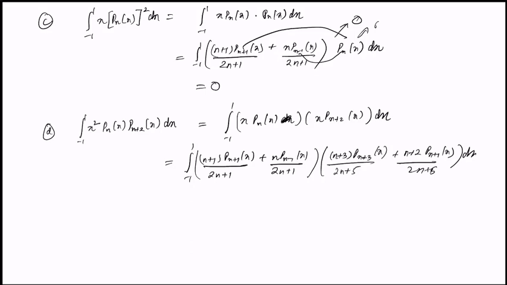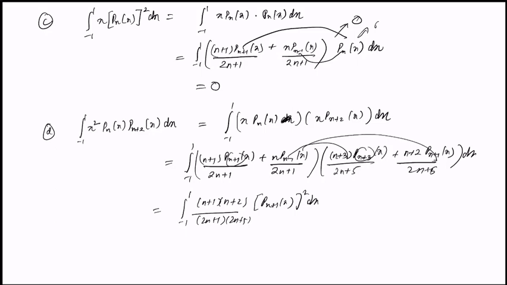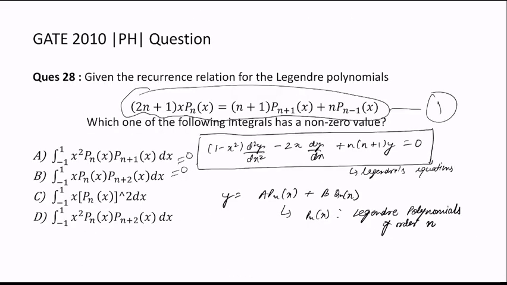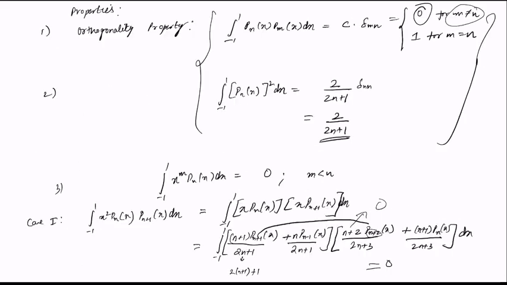Now you find that Pn plus 1 times Pn plus 3 will be 0. Okay, so you get one term, the integral from minus 1 to 1 of n plus 1 times n plus 2 upon 2n plus 1 times 2n plus 5 times Pn plus 1(x) whole square dx. The other terms will be 0. So you just solve this, and using this property, the integral of Pn(x) square dx is nothing but 2 upon 2n plus 1.